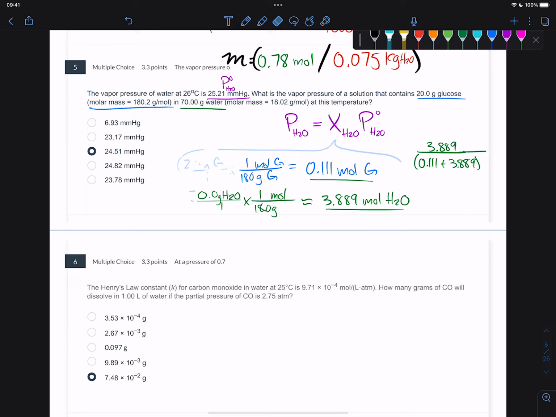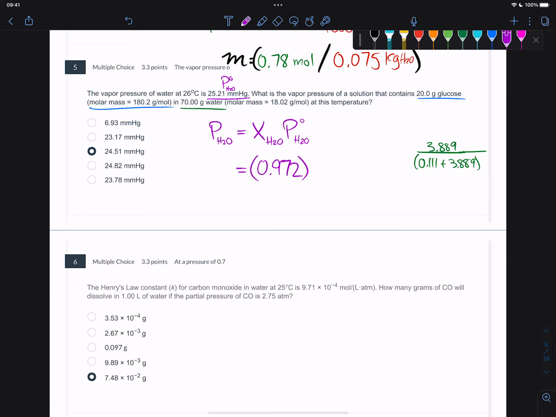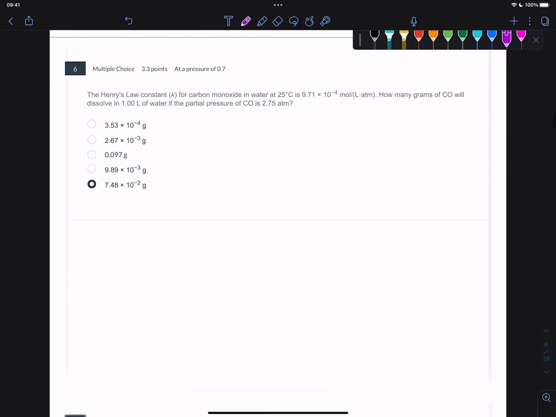Get rid of all of this, because that was just converting grams into moles. And what we have so far, let's move this way, is that the mole fraction is 0.972. Basically saying it's almost all of the moles of the solution are water, and that makes sense. And their reference pressure is 25.21. So you do your math and you get your answer. 97.2% of 25.21 is going to be what that is.